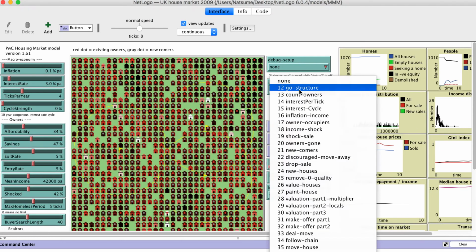Okay, so after follow chain, if the trade mechanism is intact, we can close the deal and move houses.